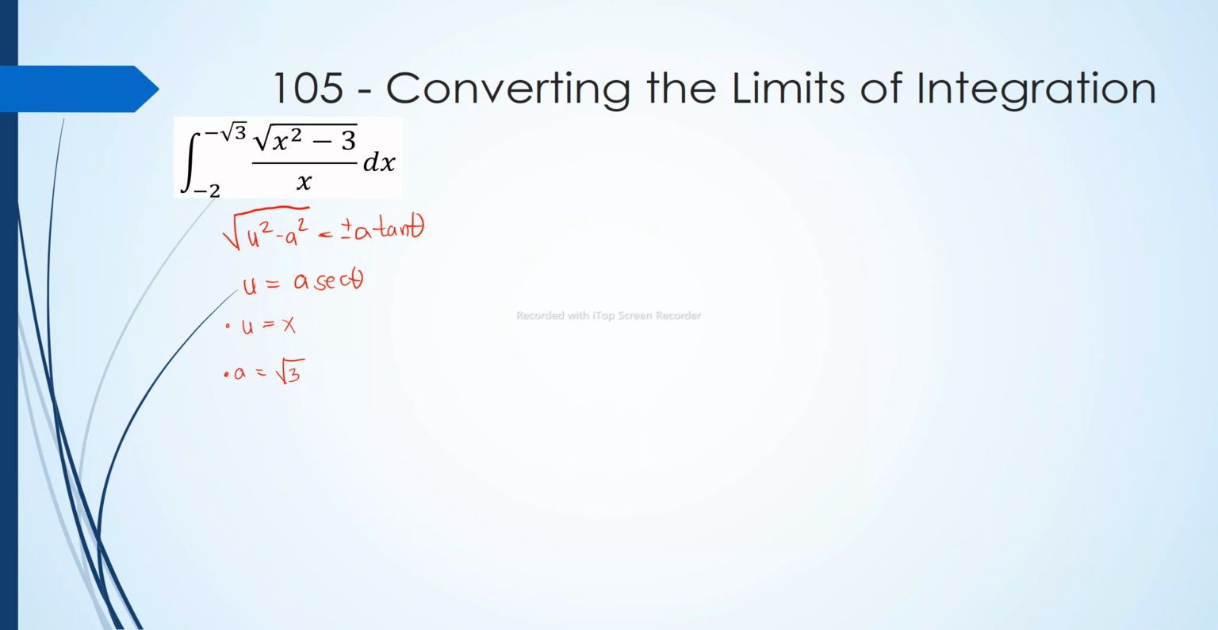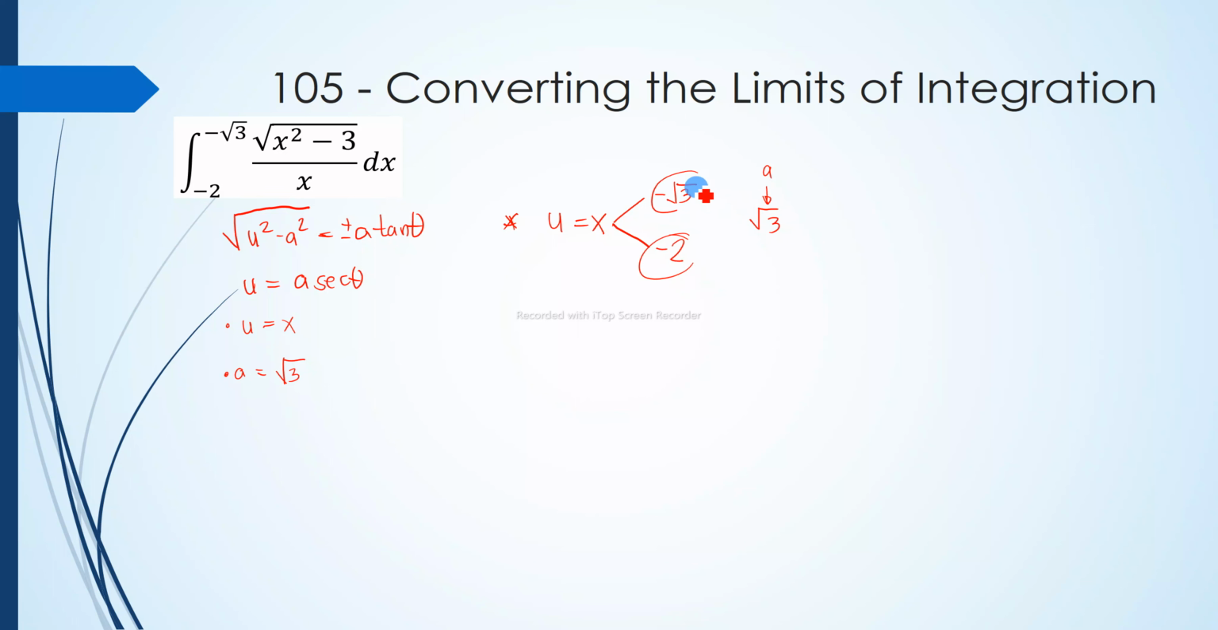Now, which one will we use for the square root of u squared minus a squared? Are we going to use the positive a tangent theta or the negative a tangent theta? So again, we test the values. Our u is just equal to x, right? So we test the lower and upper limit. Our lower limit is negative 2. Upper limit is negative square root of 3. Our a is equal to square root of 3.